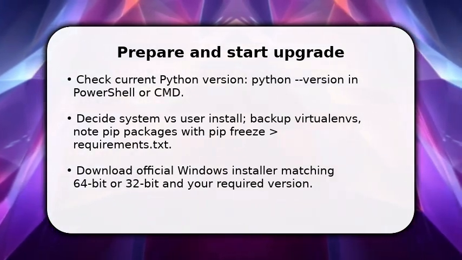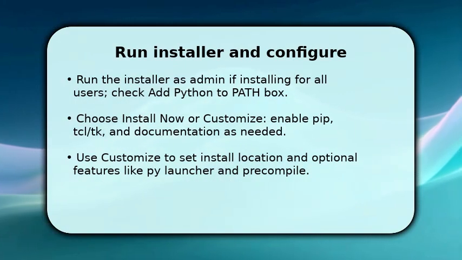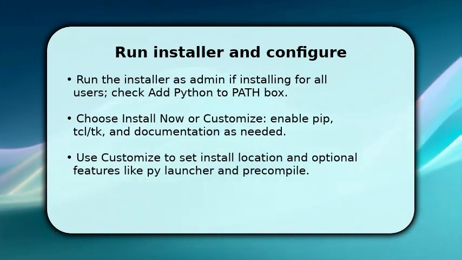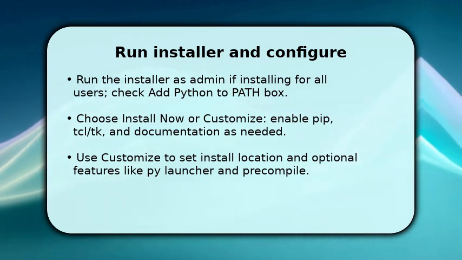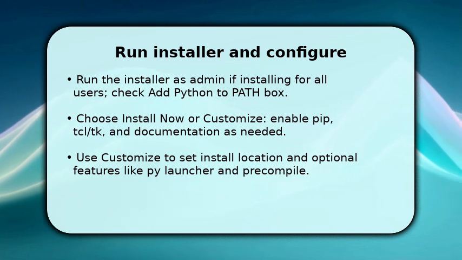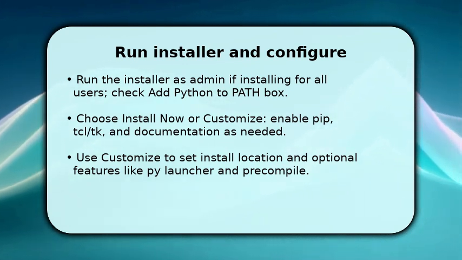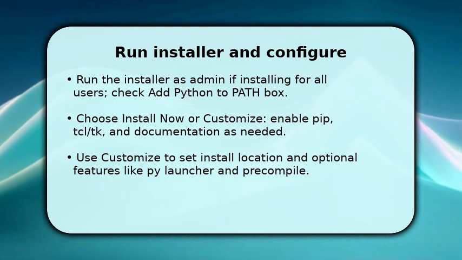You now run the installer. Right-click and choose Run as Administrator if you want a system-wide install. Make sure to check Add Python to PATH so commands work immediately. If you select Customize, enable pip and the Py Launcher, and set the install location to avoid clashes with older versions.